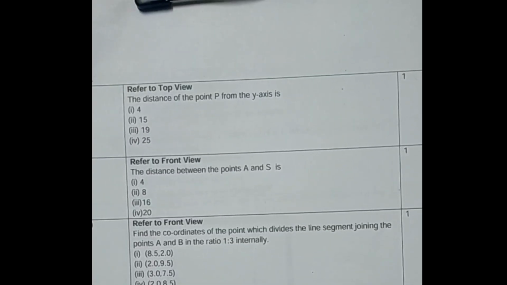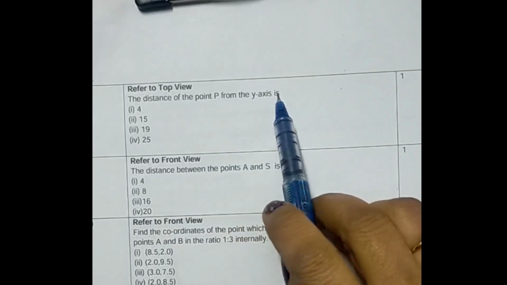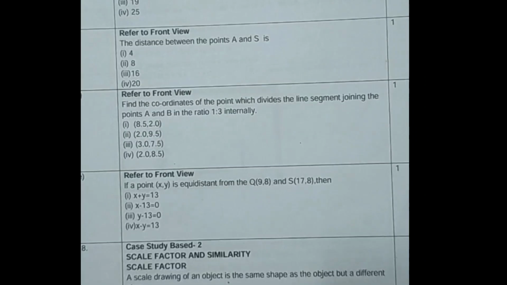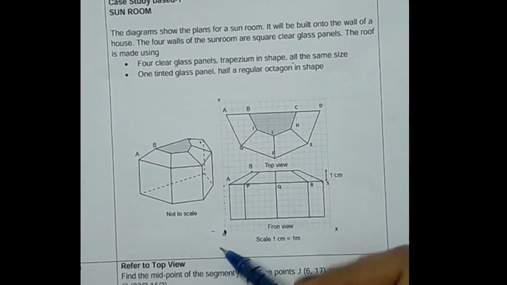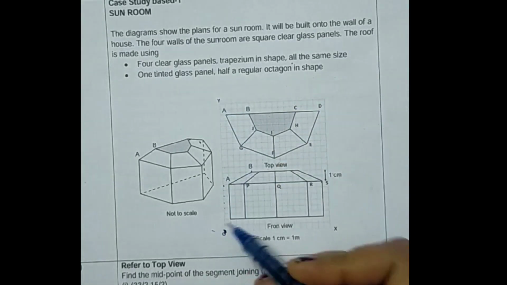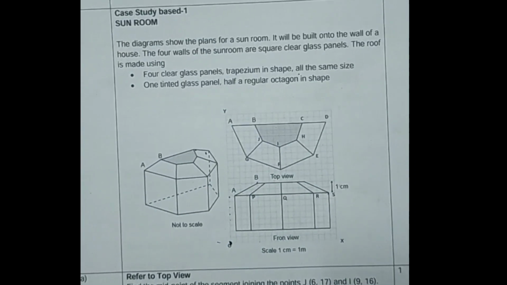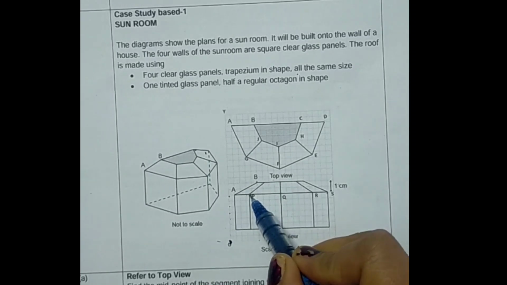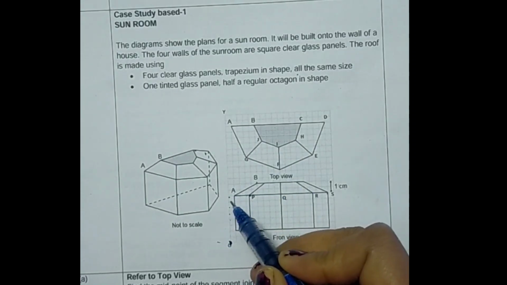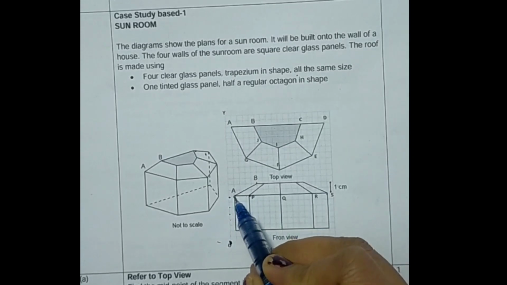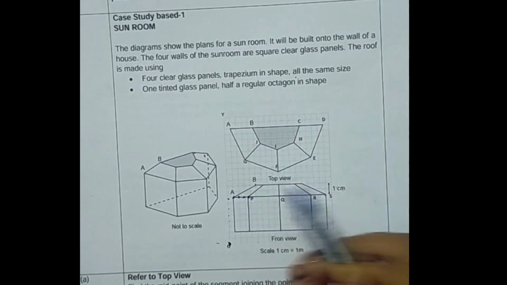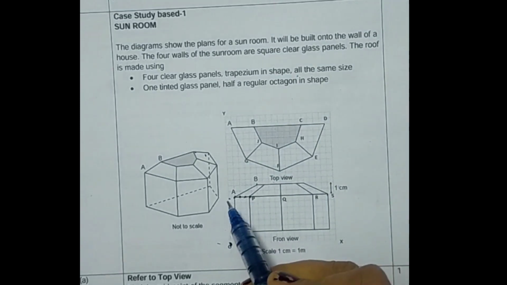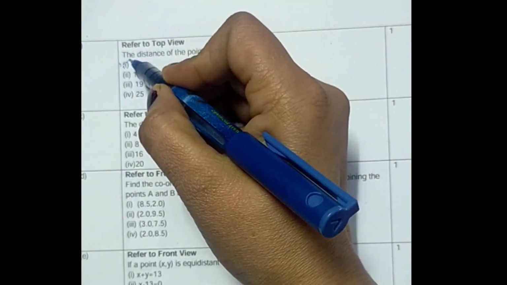Now the next question, refer to the top view. The distance of the point P from the y-axis is, let's see in the figure now. So as you know, O is the origin and this line is the y-axis, whereas this is the x-axis. We are supposed to find out the distance of point P from the y-axis. So let's count it. 1, 2, 3 and 4. That means the distance of A to P is 4 units. So 4 should be the right answer.